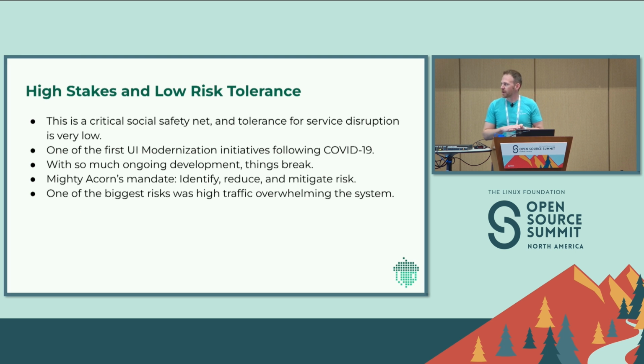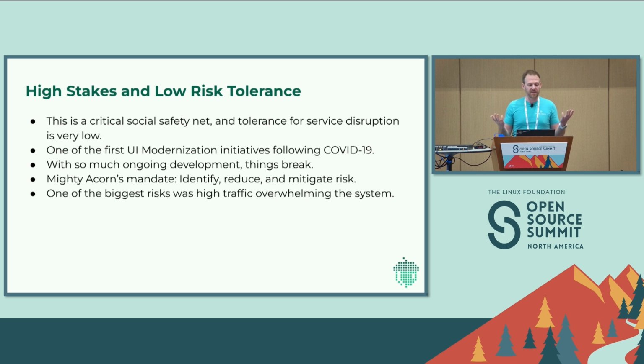The other thing that's going on here that makes this difficult is the stakes are very high, right? This is a critical application for the state. People are depending on it. There's zero tolerance for service disruption. So, it's very important that this service keep working. And it's also one of the first UI modernization initiatives. When I say UI, what I mean is unemployment insurance. It's one of the first UI modernization initiatives following COVID-19, so it's got a lot of eyes on it across the country, people watching how this goes.